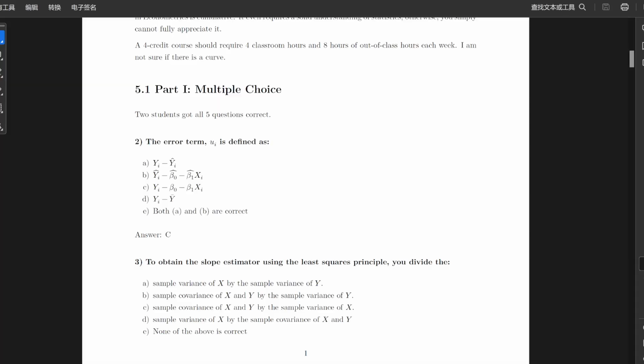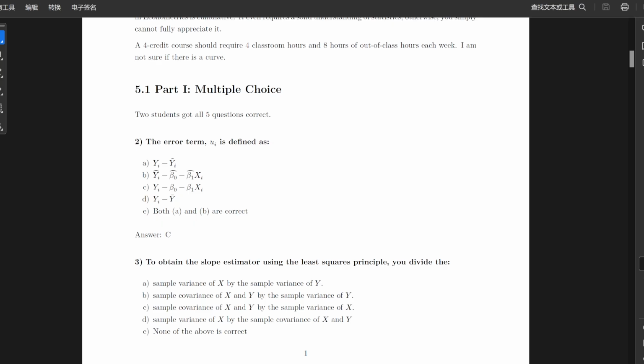Okay, so let's check out the PDF. Part one is multiple choice. I think we have 5 questions, right? 2 students got all 5 questions correct. Number 2 asks you the error term u_i is defined as which one? The answer is C.